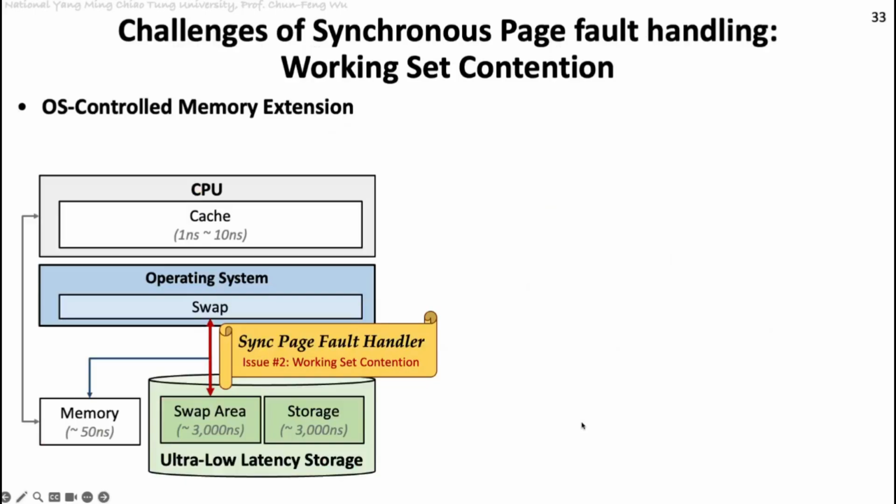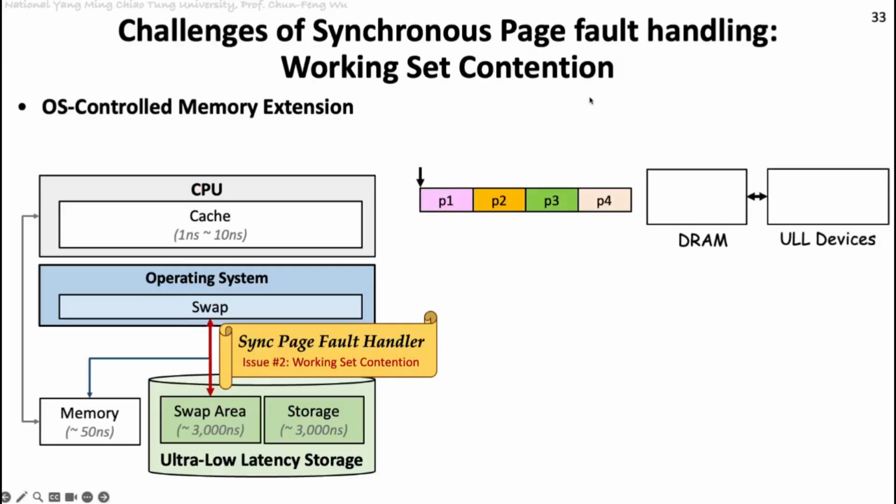Okay, so what's the problem when you are using this synchronous patch fault handling? The thing we observe is called working set contention. Working set contention looks like this. Suppose there are 4 processes, P1, P2, P3, and P4, in the same priority. When the CPU is executing P1, the working set related to P1 will be moved into DRAM, right? The reason is that each time it triggers a patch fault, the data will be moved from storage to DRAM, but we will not trigger a context switch.